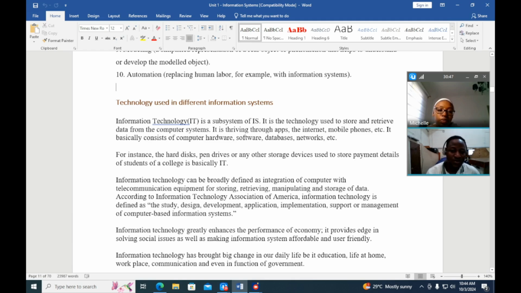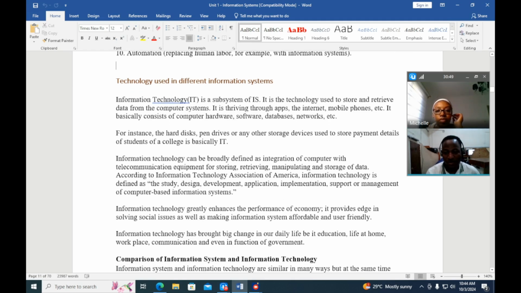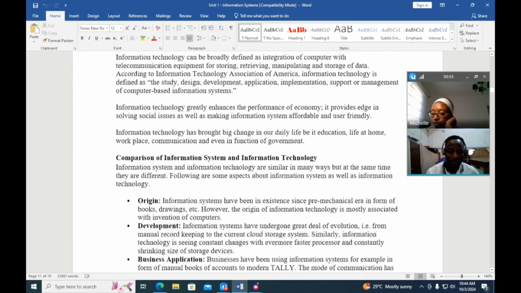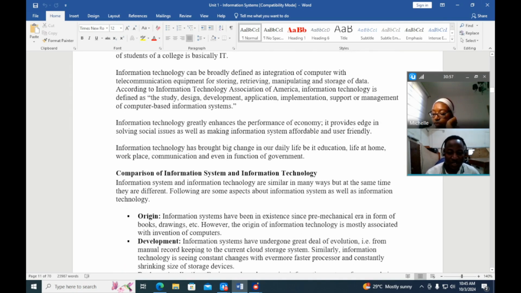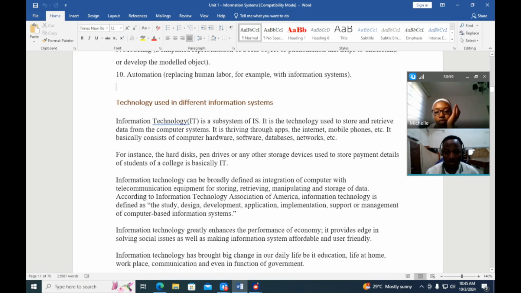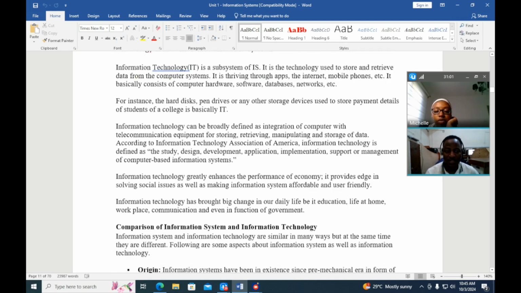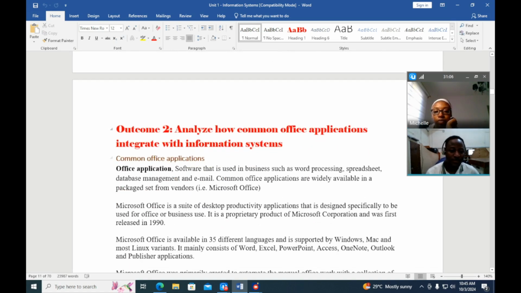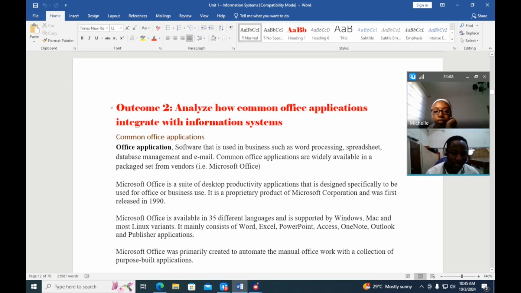We will pick up tomorrow from technology used in different information systems. So tomorrow we'll talk about technology used in different information systems. That means we will finish outcome 1 tomorrow. When we do technology used in different information systems, that will be the end of outcome 1. And then from there, next week we can start on the second outcome.